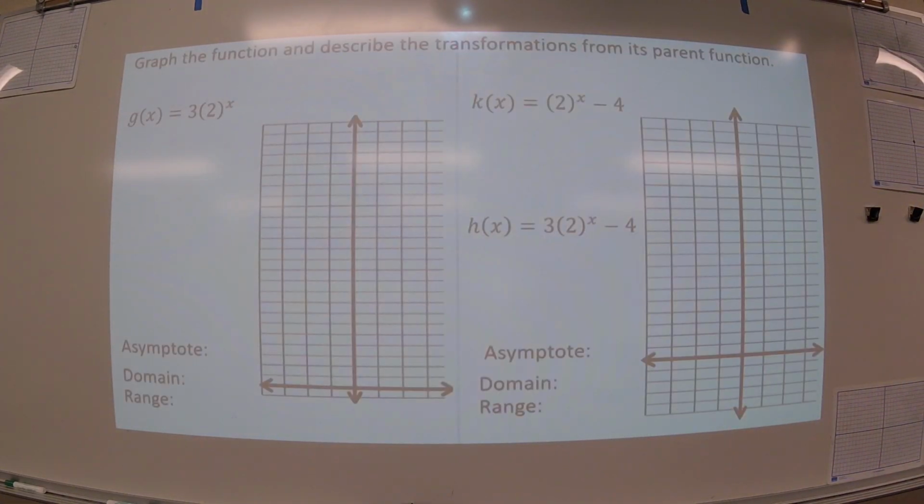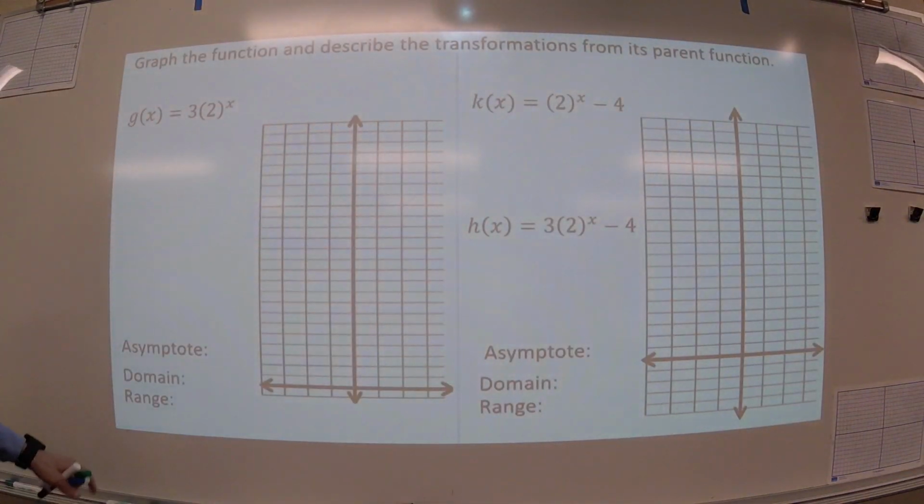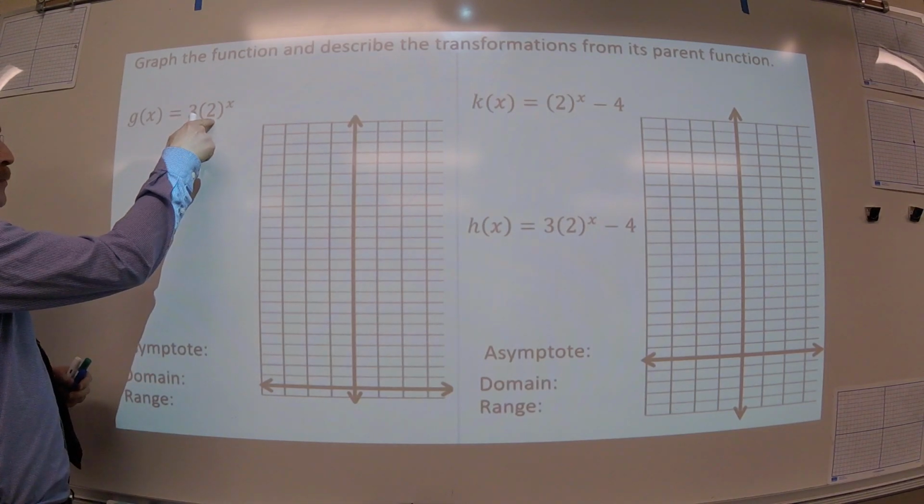All right, we're going to start with a few examples. As always, we're going to graph the function. We're going to describe the transformations. We're going to talk about the asymptotes, domain, and range, that sort of thing. So here we have 3 times 2 to the x.